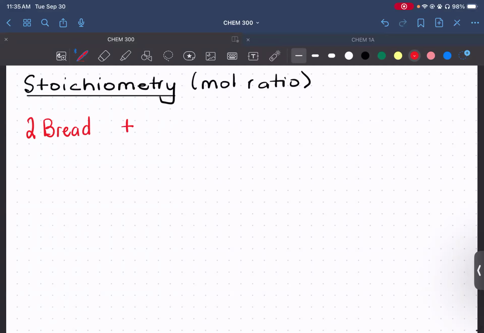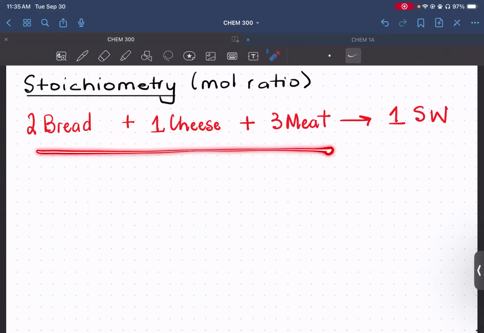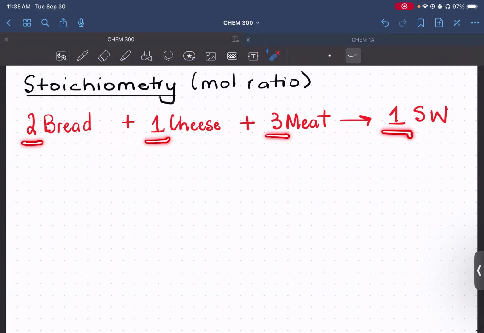2 slices of bread, 1 slice of cheese, let's say 3 slices of deli meat. And in total, this gives us 1 sandwich. When written in this way, it's a lot easier to draw analogs to cooking and reactions. We have here on the left-hand side the reactants, the ingredients, and over here on the right side we have the products. Similarly to what we've been used to are those coefficients in front, those big numbers that talk about balancing.